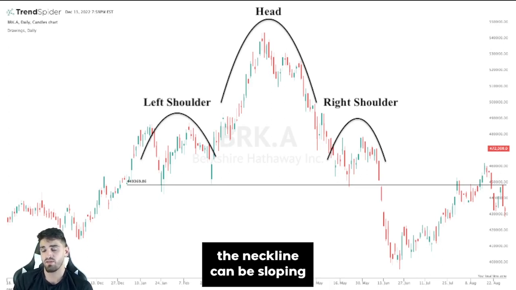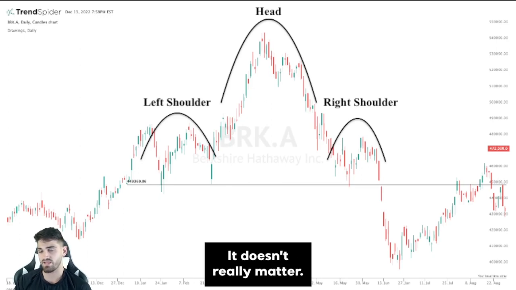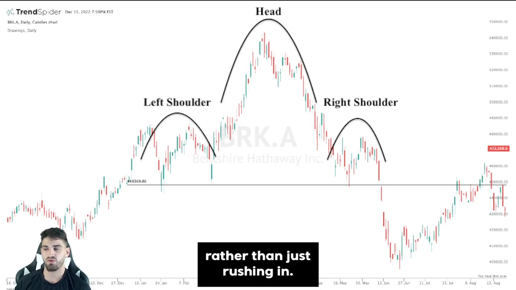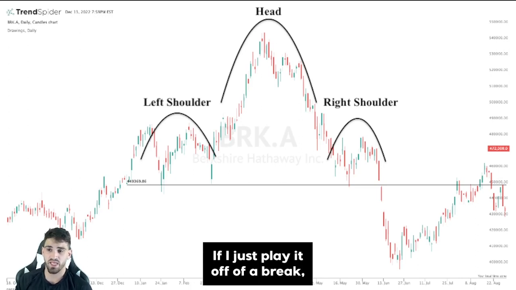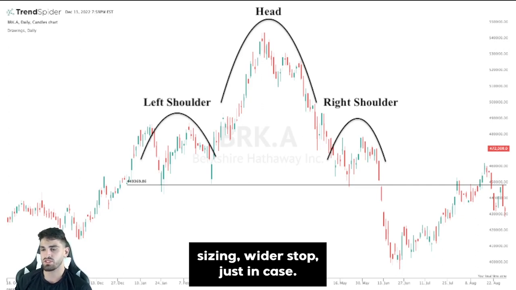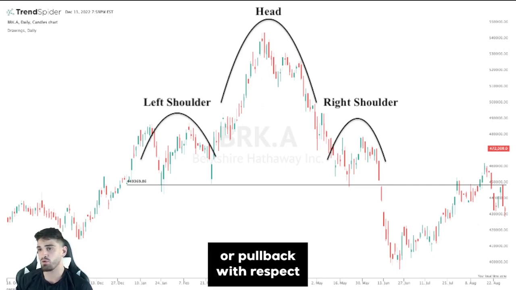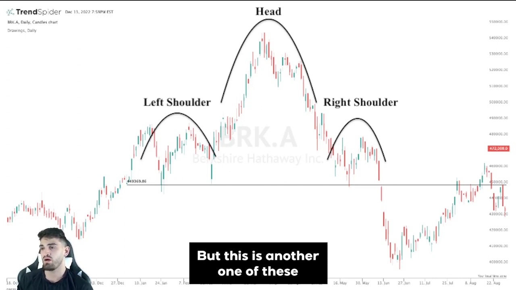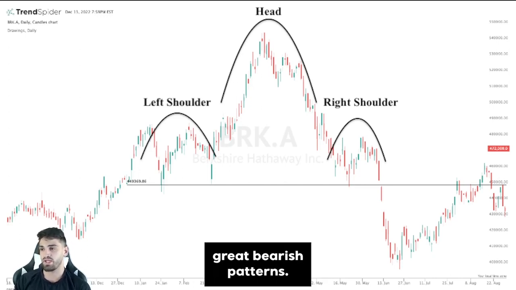Sometimes the neckline can be sloping to the upside or the downside. It doesn't really matter. But just for me, I tend to look for more confirmation rather than just rushing in. If I just play it off of a break, I'll go with lighter sizing, wider stop, just in case that stock tends to bounce or pull back with respect to whether you're playing a head and shoulders or an inverse head and shoulders. But this is another one of these great patterns that I like to play, great bearish patterns.